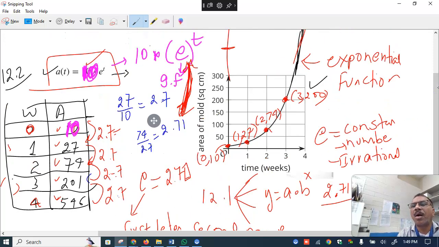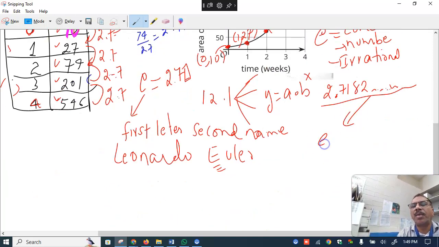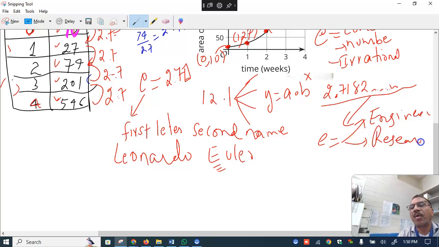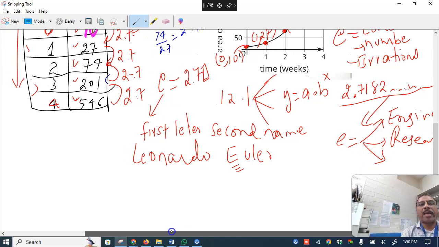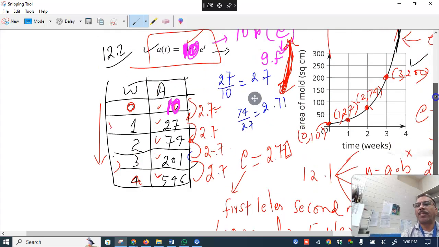So e will be a number used in later classes. It's used in engineering and also in research. It is being used, and we will see a lot of this in the coming classes. So hope that helps with this 12 point.